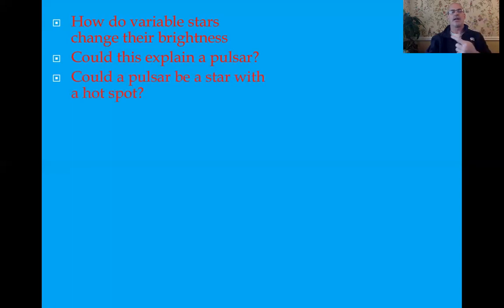Now, could this explain a pulsar, or might a pulsar just be a star that has a hot spot on it, and as the star spins, that hot spot faces us, and maybe that's when it gets bright, those little blips of brightness? And if so, what kind of star might this be?